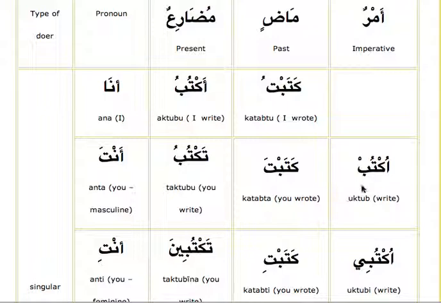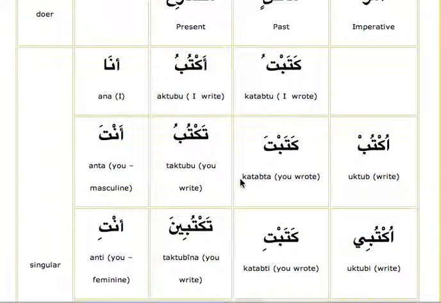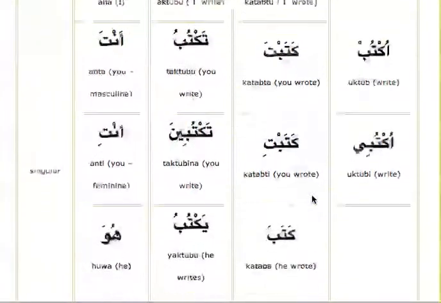اكتب. Now, right, this is الأمر. كتبت, you wrote. كتب, he wrote. يكتب, he writes. That's the thing that I knew, but it looks like we've got something up there. So تكتب. أنت تكتب. You write.